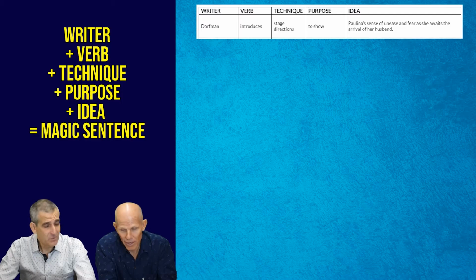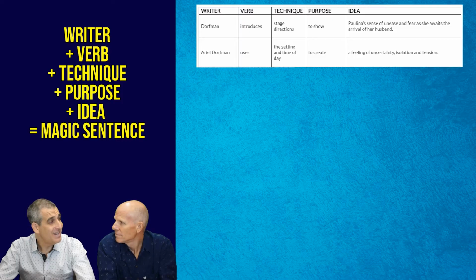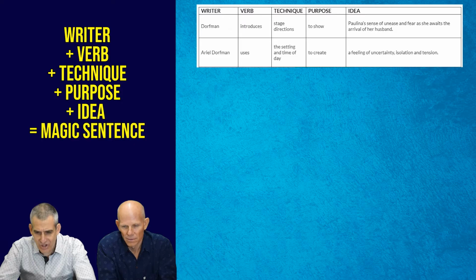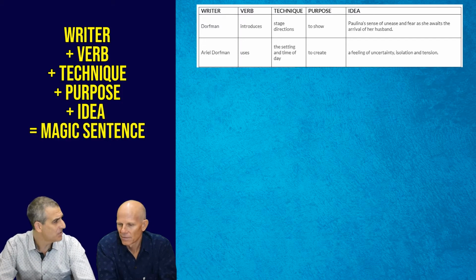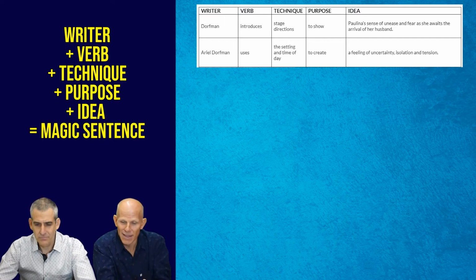Can I try another one? Try another one. Let's do the next one. Ariel Dorfman uses the setting and time of day to create a feeling of uncertainty, isolation, and tension. Ooh. Let's check it out. Writer, check. Verb, check. Technique, check. Purpose, check. Idea, oh yeah. Uncertainty, isolation, and tension, double, triple check. The magic sentence works. Okay, that's great. So we've got that connection, and we've got the time of day that's there.